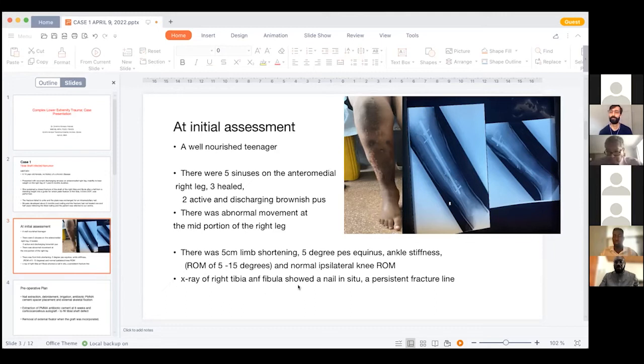X-ray of the right tibia and fibula was taken. And as you can see, the nail in the tibia was a little prominent at the knee. We saw multiple cerclage wires along the shaft of the tibia. The fracture line was persistent at the middle third of the shaft of the tibia, at the same level as the fibula, also with no union. 1.5 years down the line, there was no radiographic evidence of healing and the fracture ends were rounded, sclerotic and tapered.